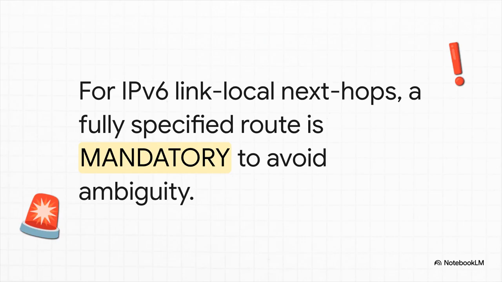Your router could have a neighbor with the address FE80::1 connected to its first Ethernet port, and another totally different device with the exact same address connected to its second port. If you just tell the router send it to FE80::1, how is it supposed to know which one you mean? It can't. By specifying the exit interface, you're telling it which FE80::1 you're talking about. You remove all the guesswork.